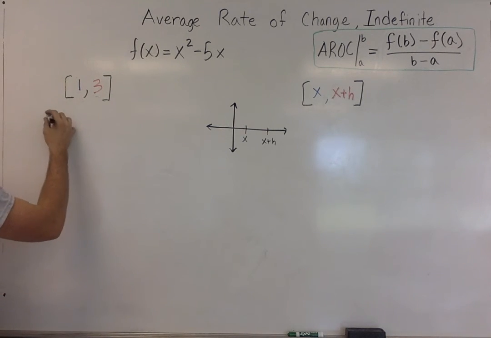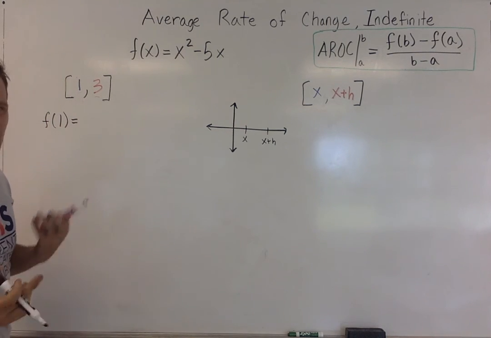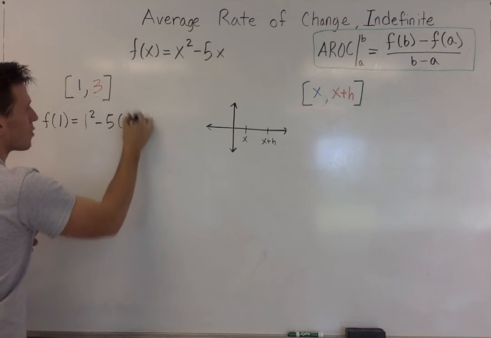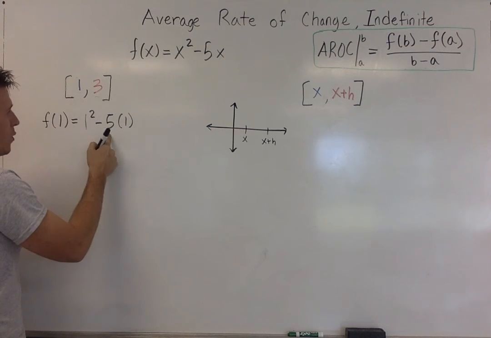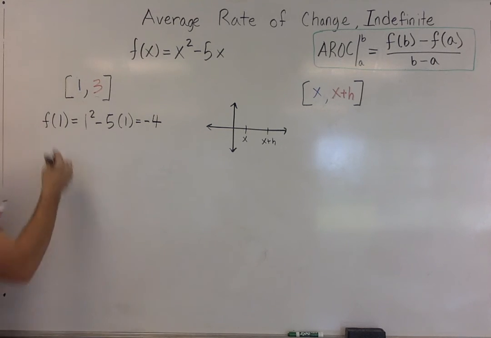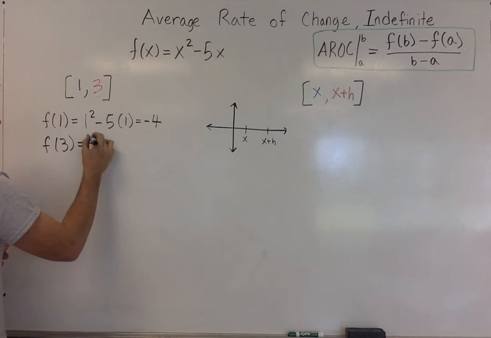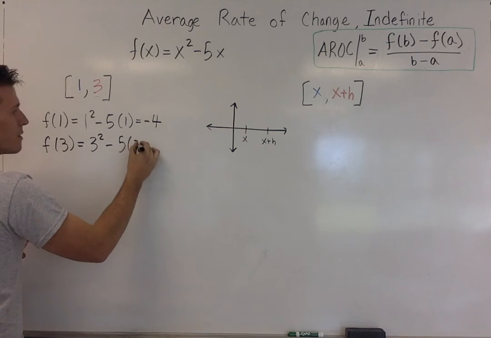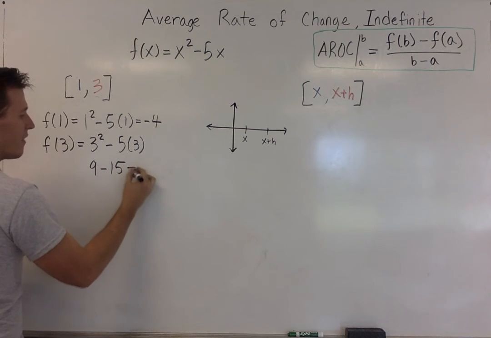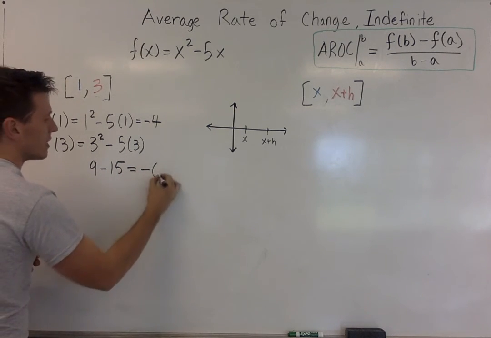I'm going to have to find f of my initial point, f of 1, which in this case I can actually do in my head, but I'll write it out. 1 squared minus 5 times 1. 1 squared is 1. 5 times 1 is 5. 1 minus 5 is negative 4. And then f of 3, that other point, I can't do this in my head. 3 squared minus 5 times 3. 3 squared is 9. 5 times 3 is 15. That comes out 9 minus 15, a negative 6.